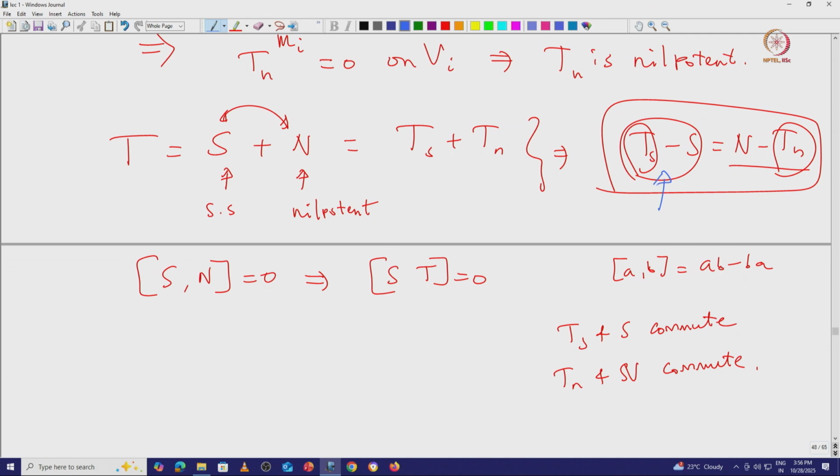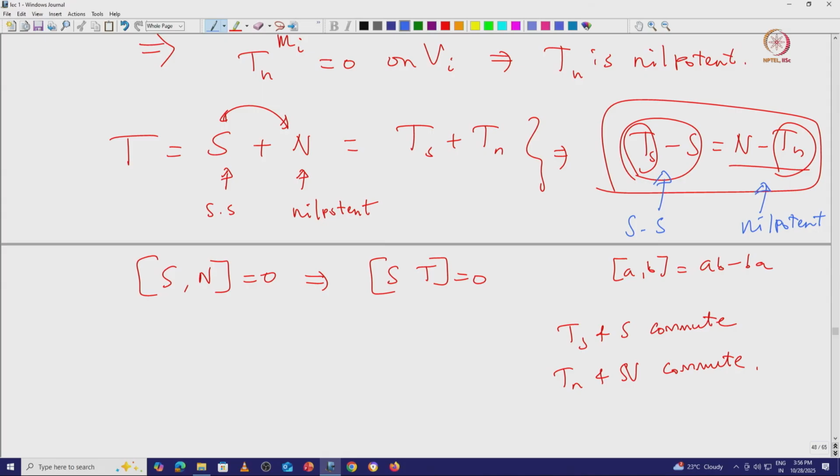So, you have this side semisimple and this side nilpotent, and you have an operator which is both semisimple and nilpotent, that must be 0, there is no other choice. So, this proves the uniqueness of the decomposition.